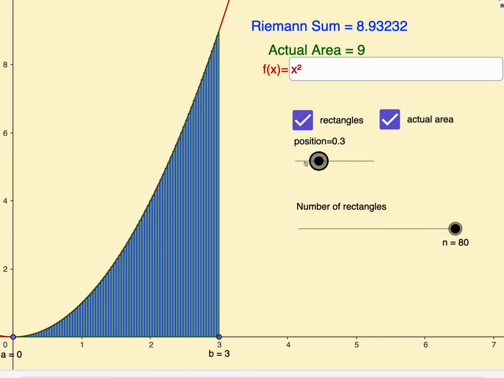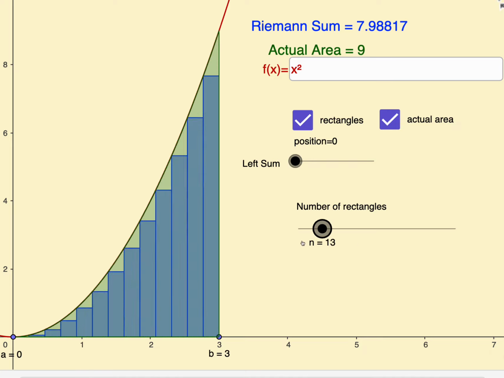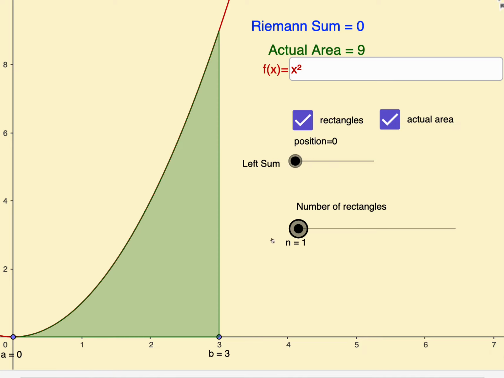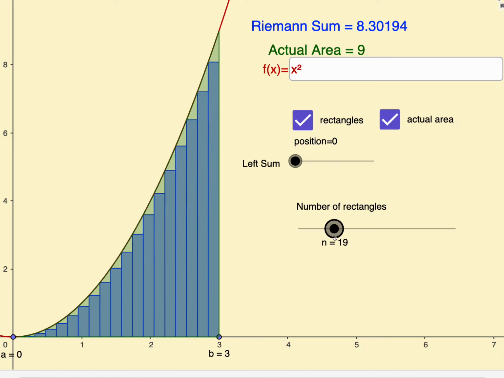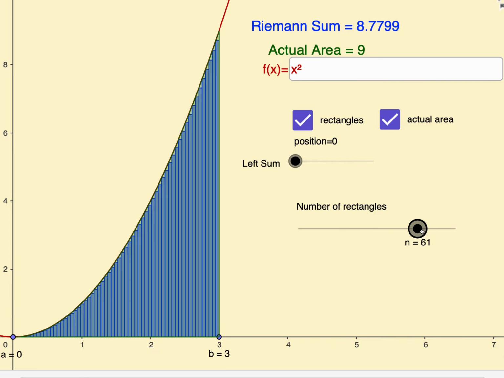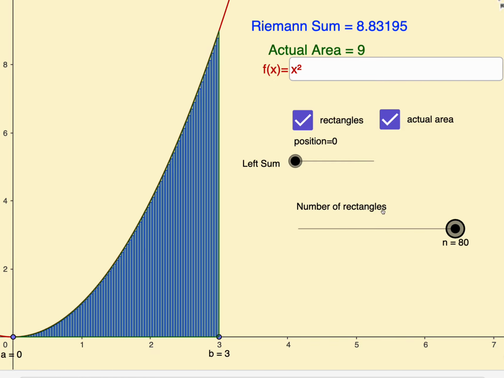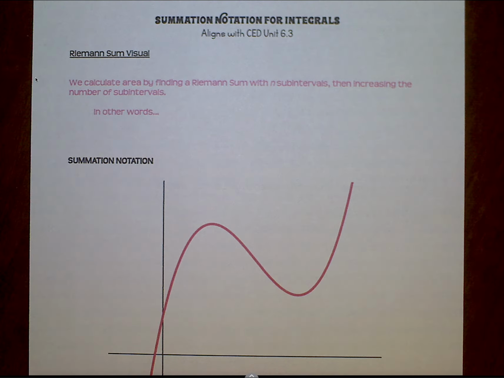If I flip over and do a left Riemann sum, my area started really small, and then it grew and grew and grew and got closer and closer to that actual area of 9. And so that's how, when your calculator is calculating an integral, this is really what it's doing. It's doing a Riemann sum with really, really tiny slices, to get as accurate as it possibly can. So let's take a look back at your notes now.